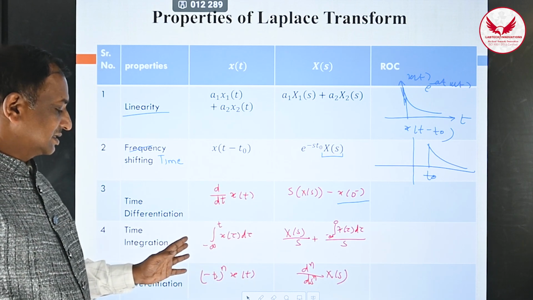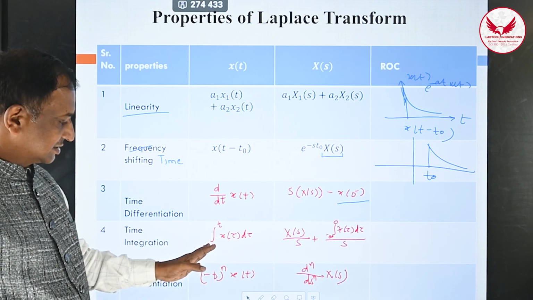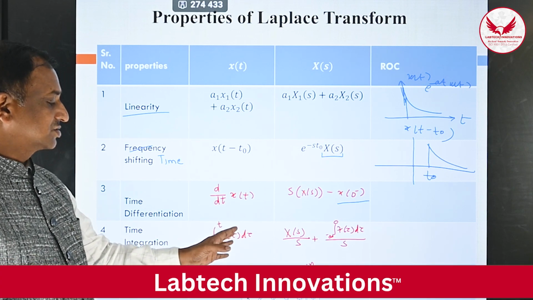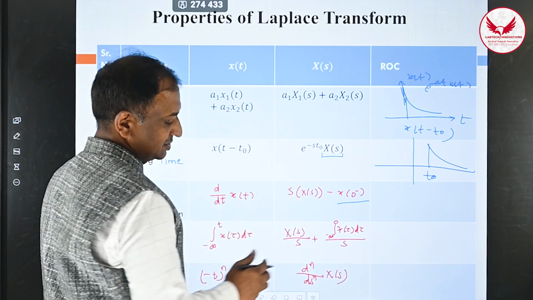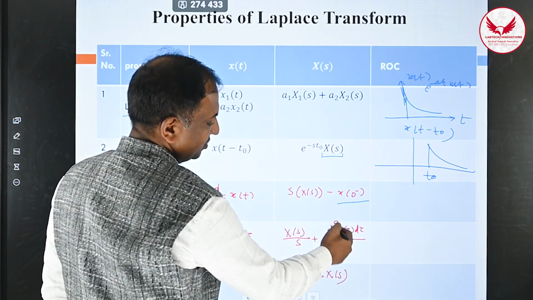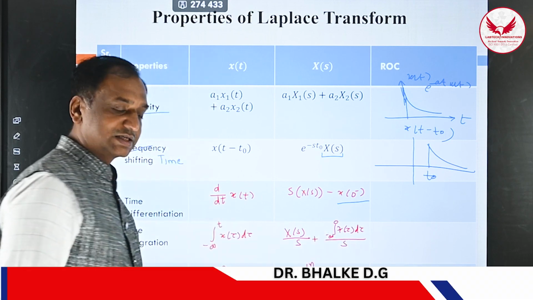Then the time integration. Laplace transform of the time integration, that is the integral from minus infinity to t of x of tau d tau, is equal to the original Laplace transform divided by s, plus the integral from minus infinity to 0, that is the initial value, divided by s.